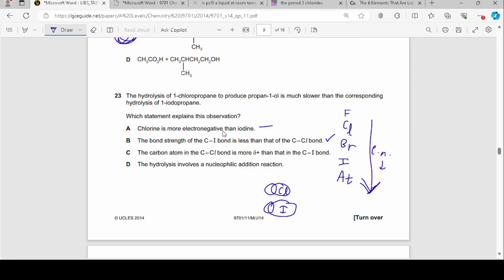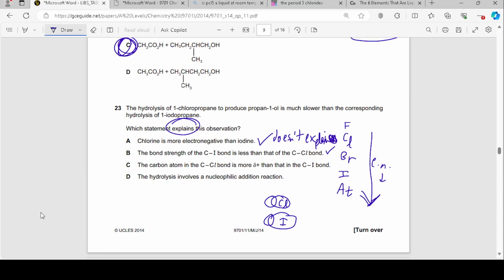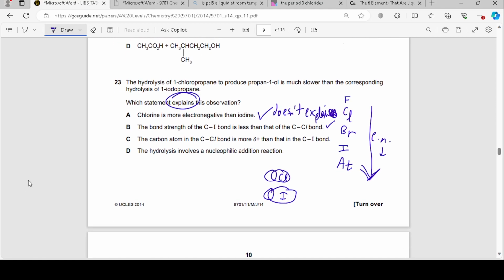I do believe that makes more sense than the first option, because you have to see which statement explains this observation, not necessarily which statement is correct. The first statement is also true, but does it explain anything? It doesn't really explain the observation made in the stem of the question. Whereas this one does. The bond strength of the C-I bond is less than that of the C-Cl bond, which means the C-I bond breaks more readily, and because it breaks more readily, the hydrolysis of 1-iodopropane is faster compared to the hydrolysis of 1-chloropropane.